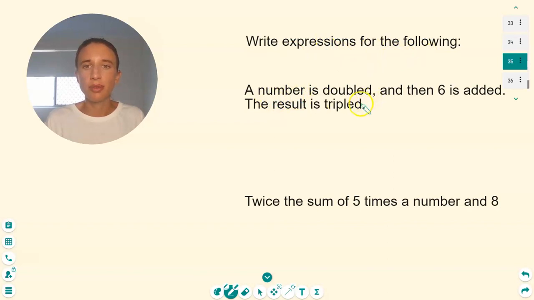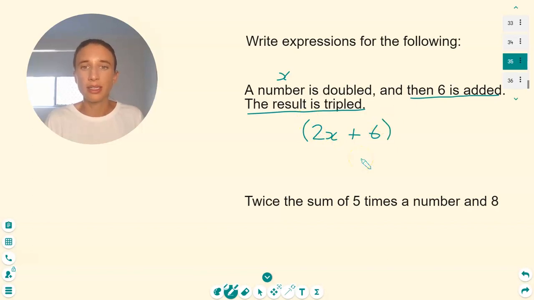Write expressions for the following. A number is doubled. So wherever you see a number, just think x. So a number is doubled. Then 6 is added, plus 6. The result is tripled. The result means put that number in brackets. All of that is being tripled. We're timesing it by 3. And then I could rewrite that as 3 times 2x plus 6, because we don't write the algebra with a multiply sign.